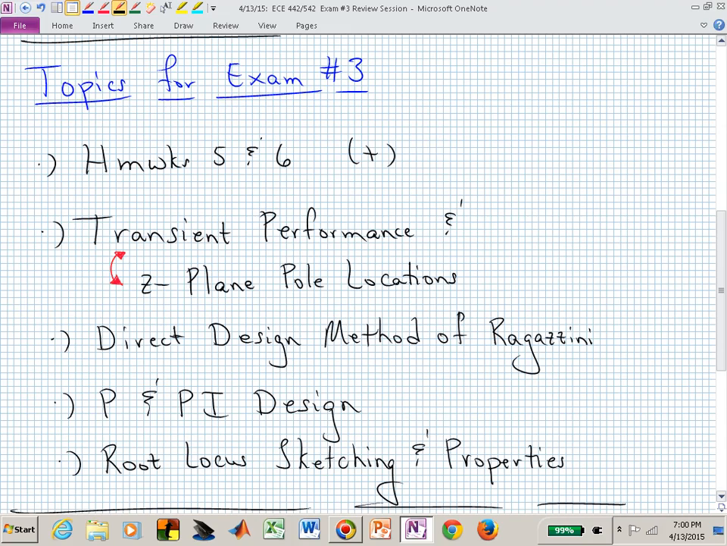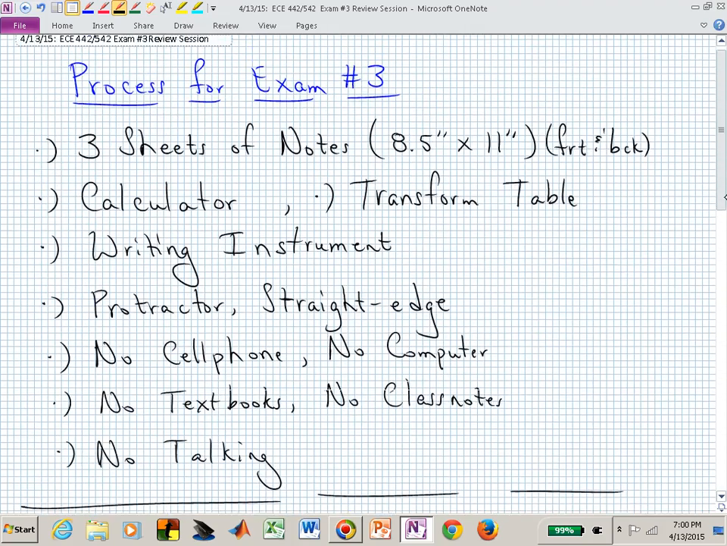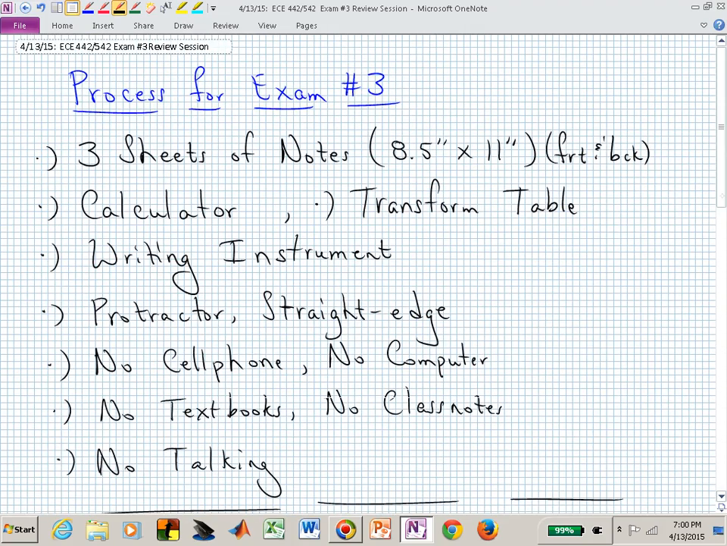As a reminder of what the process is, that really hasn't changed from exam to exam. Each time we have another exam, we add one more sheet of notes. You may not need that, but it's available to you. You have front and back. Now you have 6 pages of notes in addition to the transform table, calculator, and maybe even a protractor. You have a compass, if you want, that's allowed.